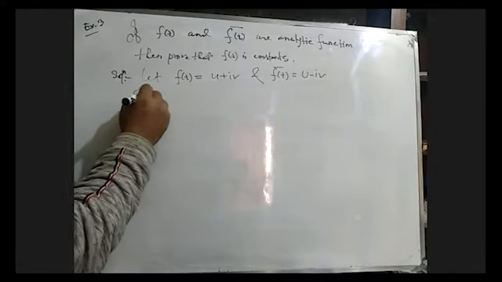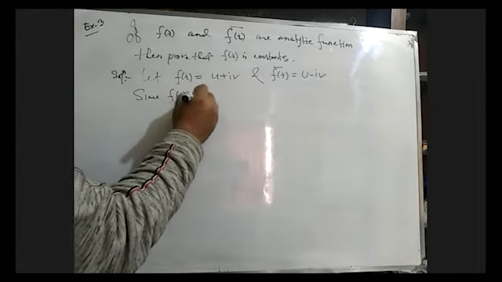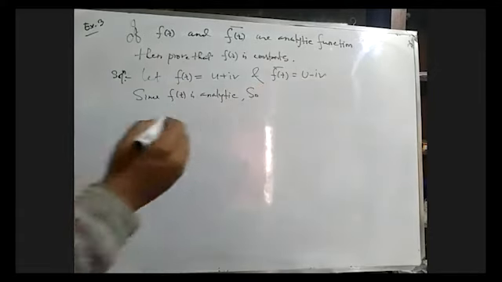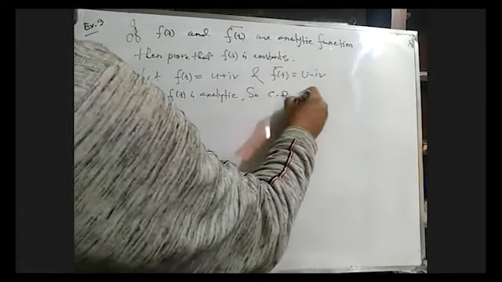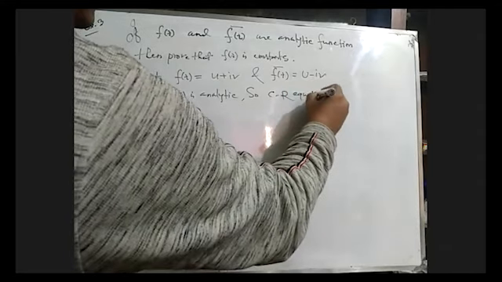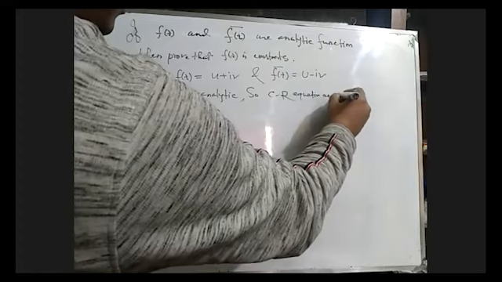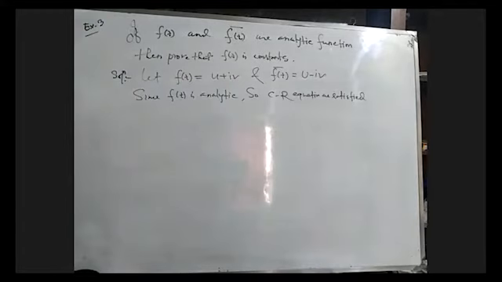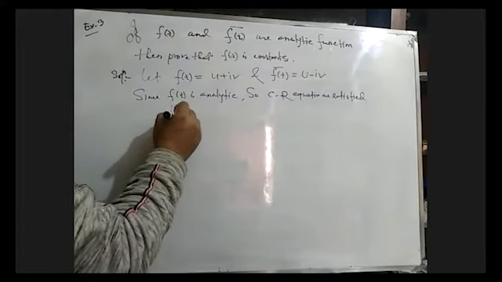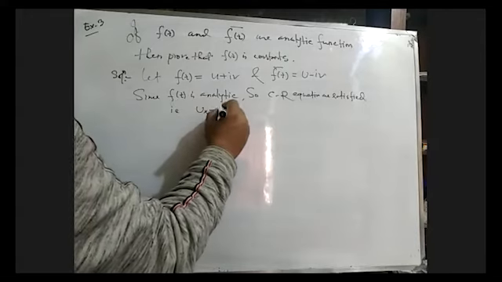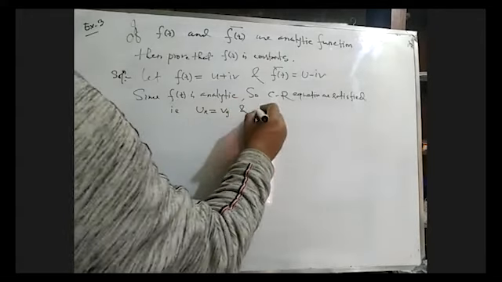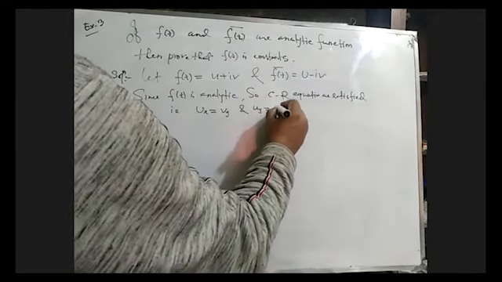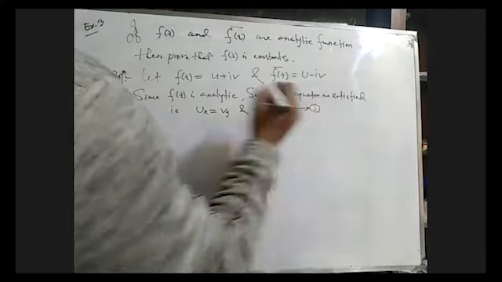Since f of z is analytic, Cauchy-Riemann equations are satisfied. Okay. That is ux equals to by and uy equals to what will be? Minus bx. This is equation number 1.